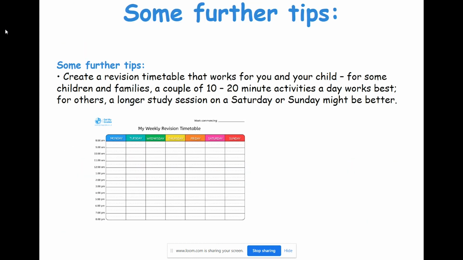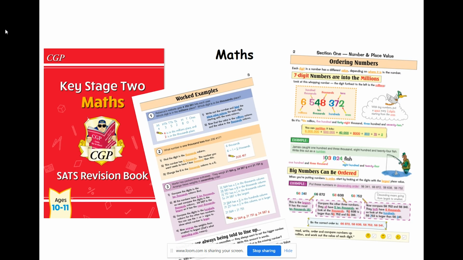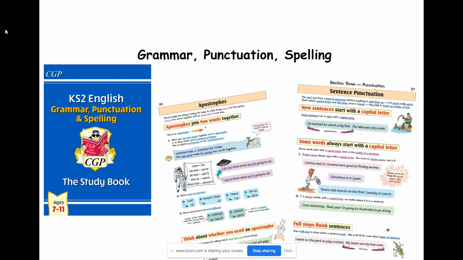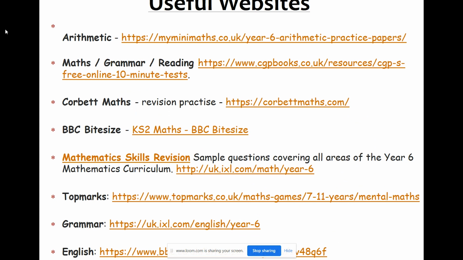Other things, if you want to do a weekly revision, a timetable might be useful to structure it for them. And it's best to do short bursts, 10 to 20 minute activities work best rather than long periods of study. Small chunks of work throughout the day with lots of breaks in between help. Research has proven to help the children's memory best. There are revision guides out there. Obviously, CGP do great ones that explain the different concepts. And there are workbooks out there as well for maths, grammar, punctuation, spelling, and reading.